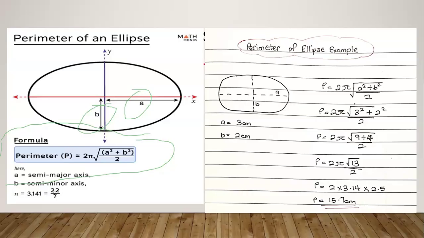So here we have an example of finding the perimeter of an ellipse. Here A is 3 cm and B is 2 cm. So the formula is 2 pi times the root of A squared plus B squared, all divided by 2. In the formula we replace A and B with our values. Then we calculate. So when we calculate, our perimeter is 15.7 cm.